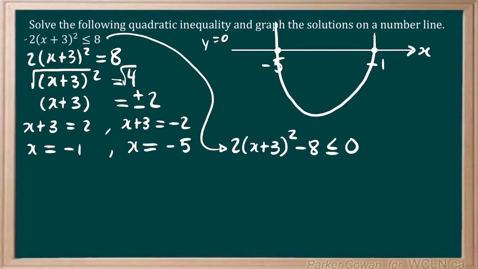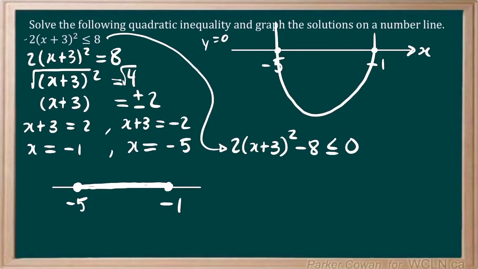So if we want to draw this on a number line, we use solid circles because our inequality here is less than or equal to. And then we have negative 1, negative 5, and then we're just going to draw that thick line between those two, okay?